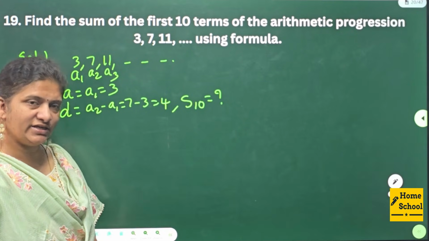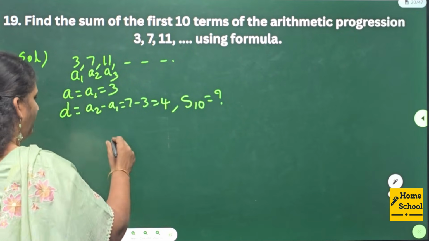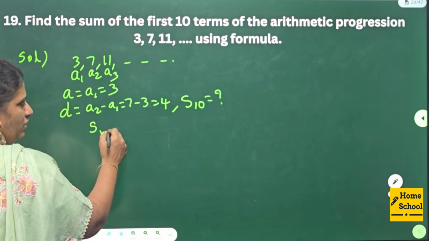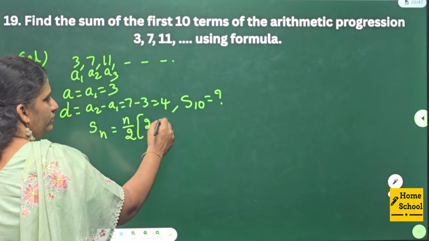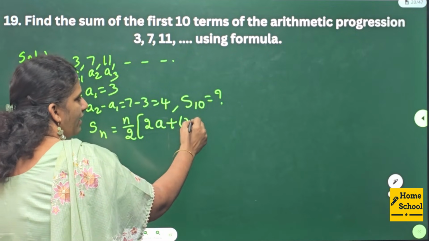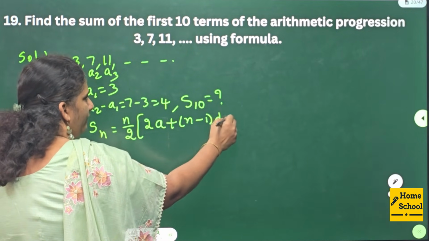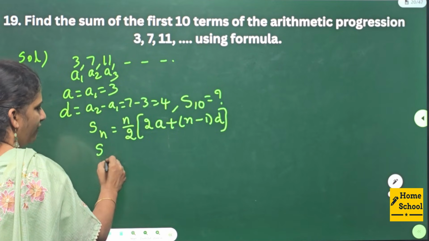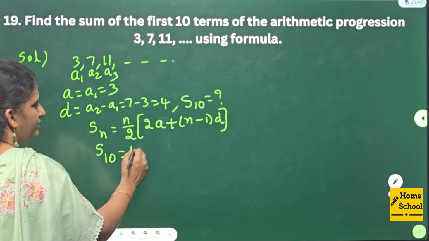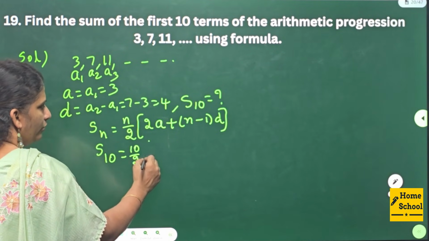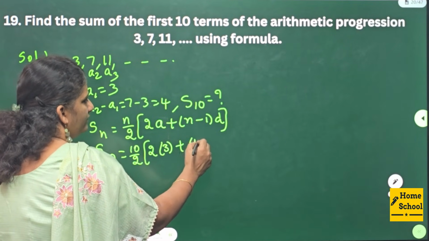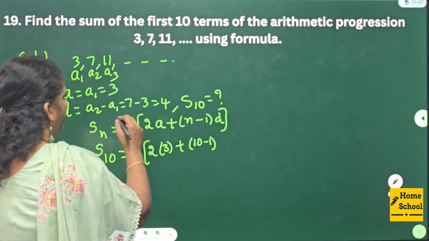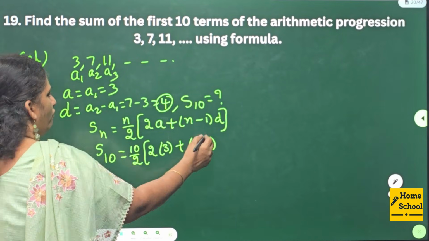S10 is your question. We know the formula. Sn is equal to n by 2 into 2a plus n minus 1 into d. n value is 10. 10 by 2 into 2 into 3 plus 10 minus 1 into d value. What is your d value? 4.